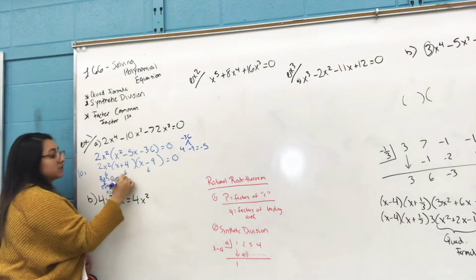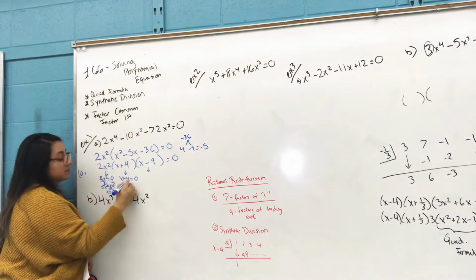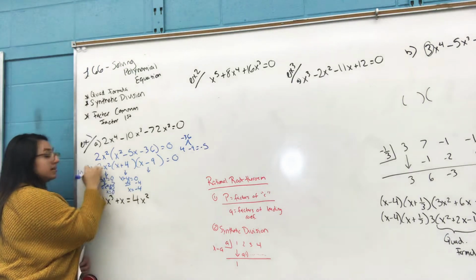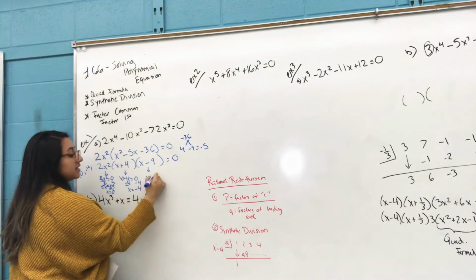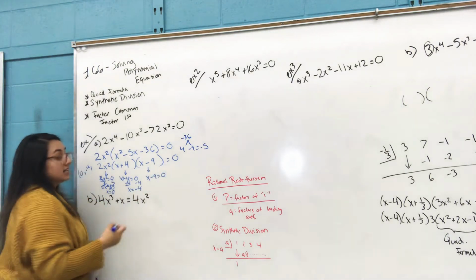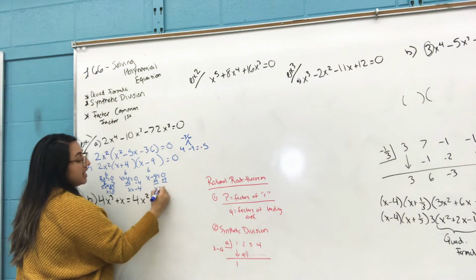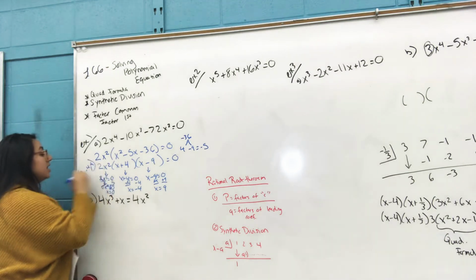Next one, x plus 4, set it equal to 0. Subtract 4 from both sides. X is equal to negative 4. That's your second answer. Third one, x minus 9 equals 0. Set that binomial equal to 0. Add 9 to both sides to get the x by itself. X is equal to 9. And those are your 3 solutions.